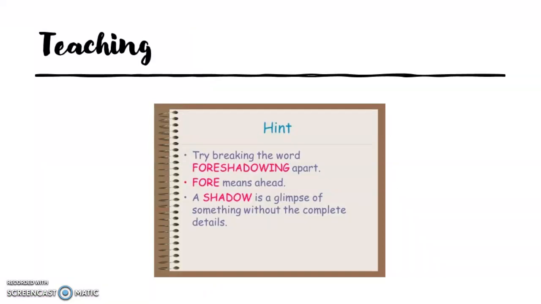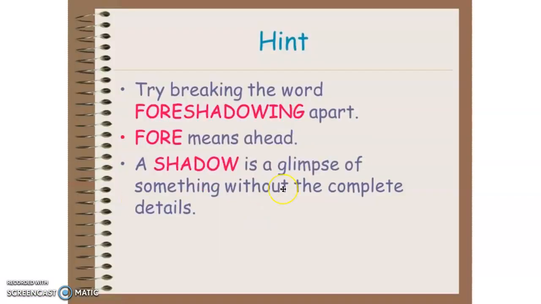So a good way to help understand this word is by breaking it down. Fore, we know, means ahead, so it means something in the beginning. And then a shadow is a glimpse of something without the complete details. So foreshadowing is like ahead of something that we don't quite know, but we can understand. So that will be very helpful.